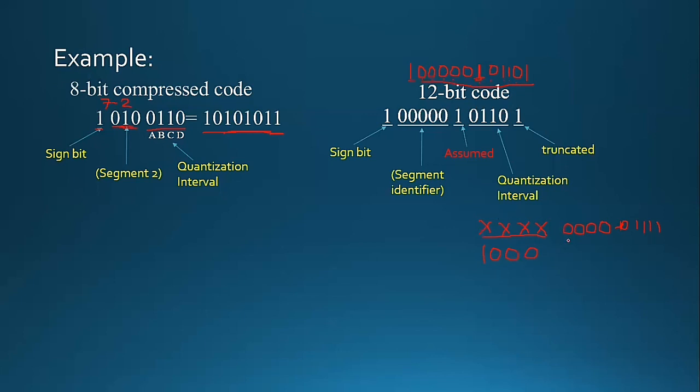So the most logical guess would be the number approximately in between them. So that is 1000. So that would be for the truncated bits to minimize the error.